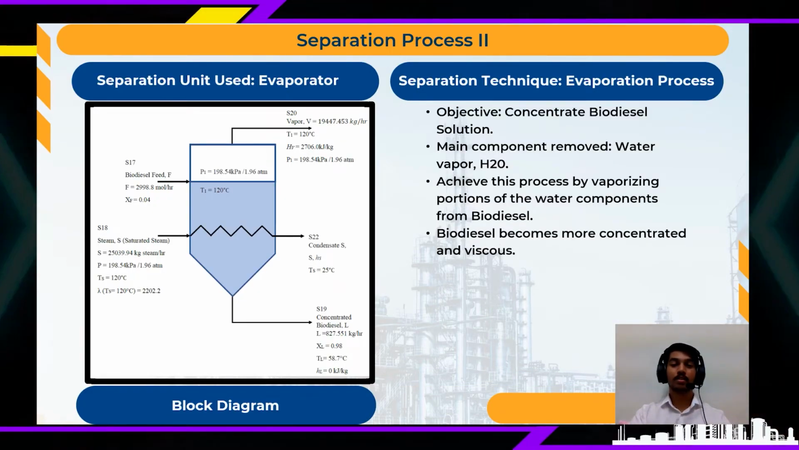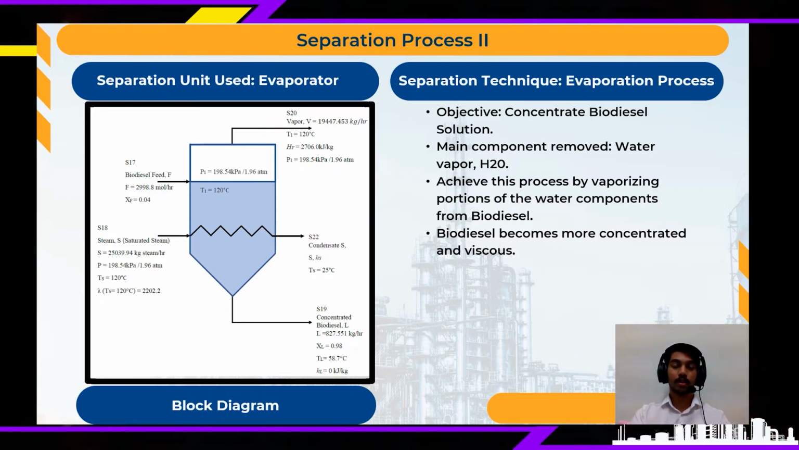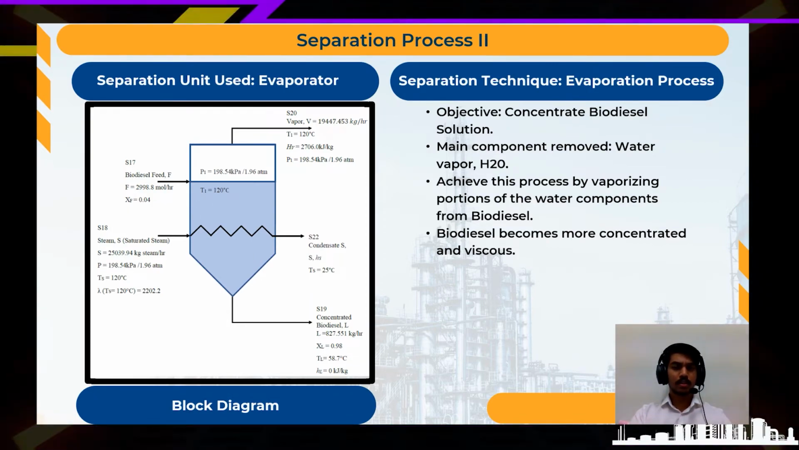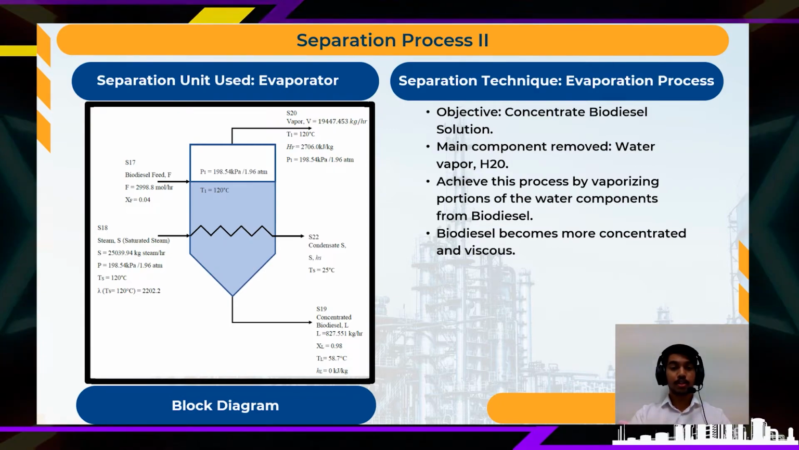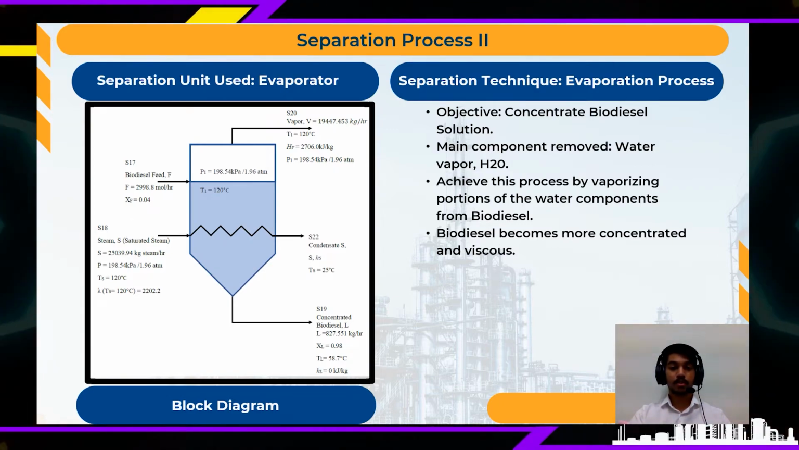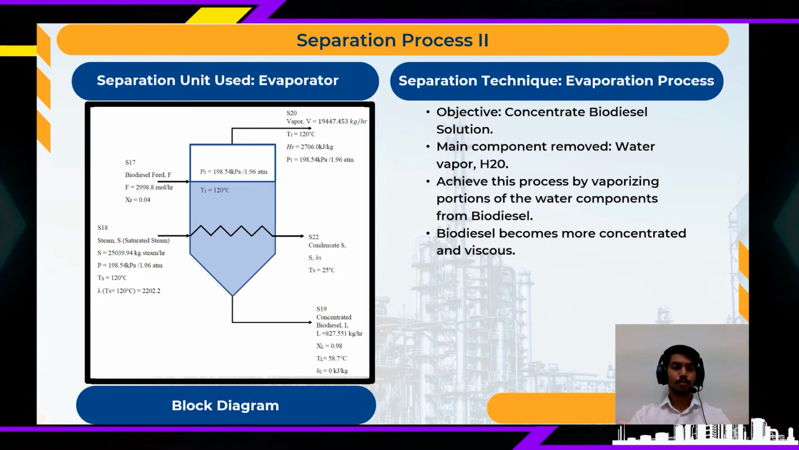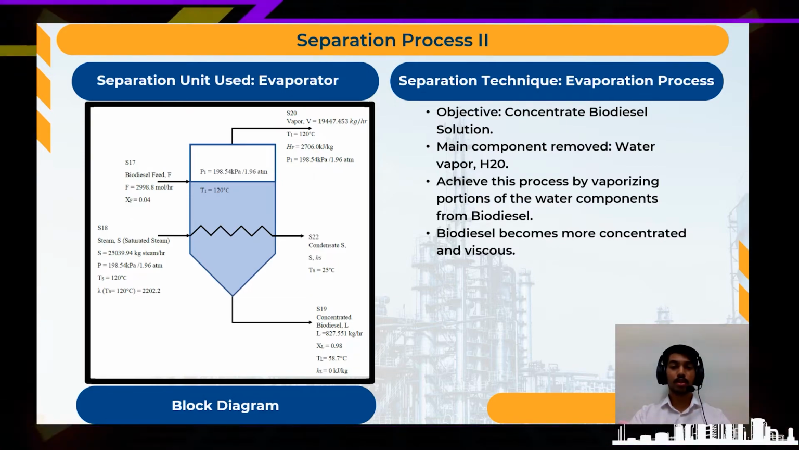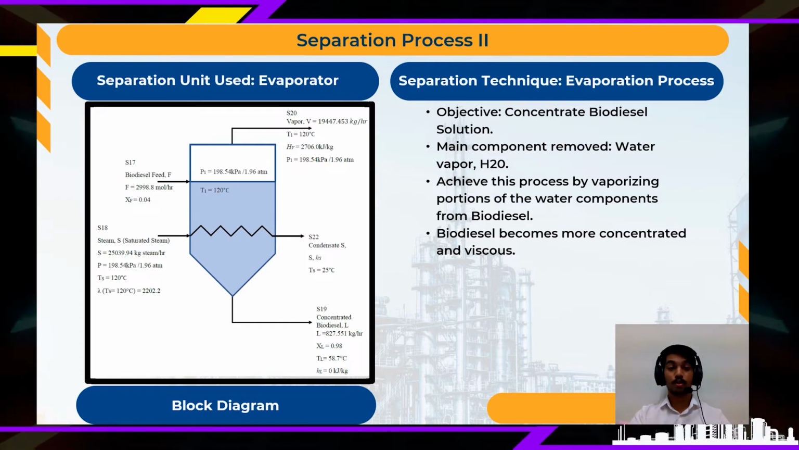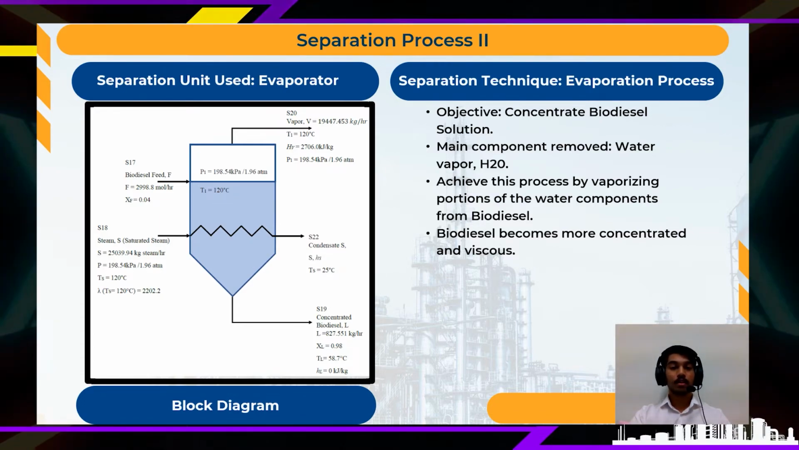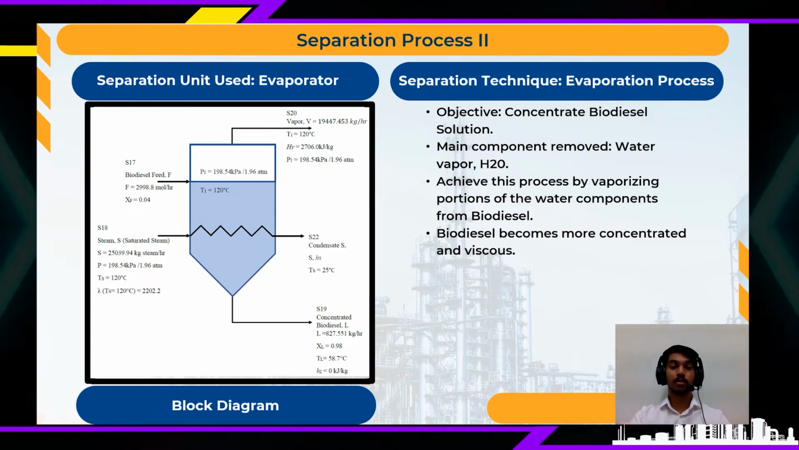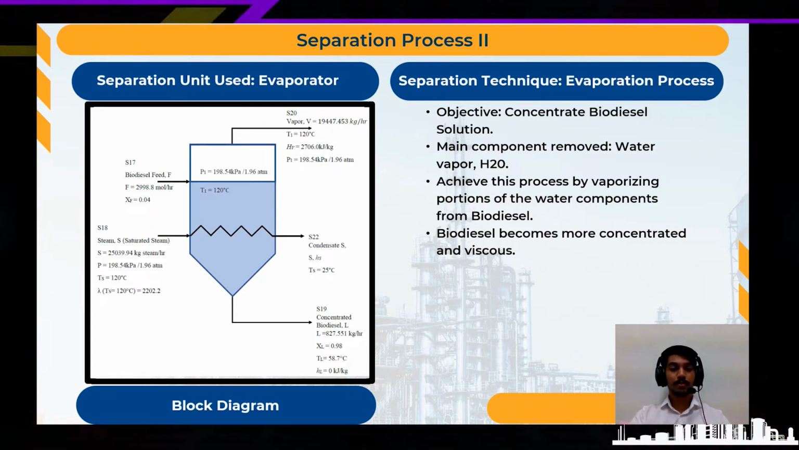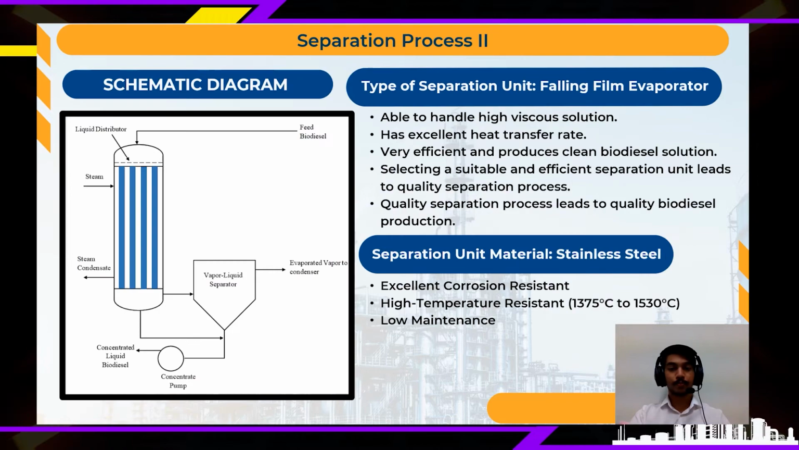My name is Agathiyar Varman and I will be presenting about separation process 2. First, this is the block diagram where the separation unit used is the evaporator. The separation technique used is the evaporation process. The main objective of using an evaporator is to concentrate the biodiesel solution by removing the water vapor components from the biodiesel solution. This is achieved by vaporizing portions of water components from the biodiesel. Therefore, the biodiesel becomes more concentrated and viscous.